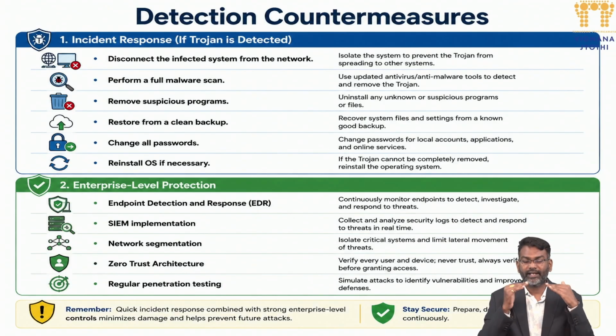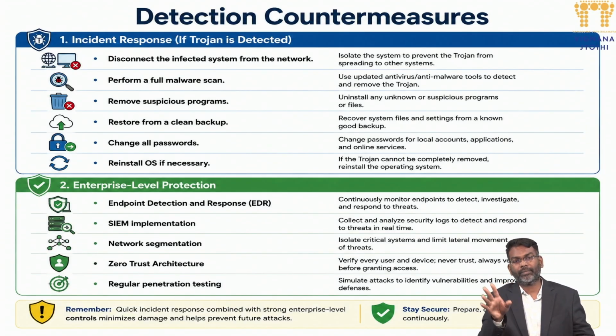We have to go with a layered network architecture. Network segmentation has to be maintained. Zero trust architecture has to be maintained. Never trust anyone. Before providing access to any user, clearly understand, analyze, and visualize the user's behavioral analysis. As per that, make the proper decision.